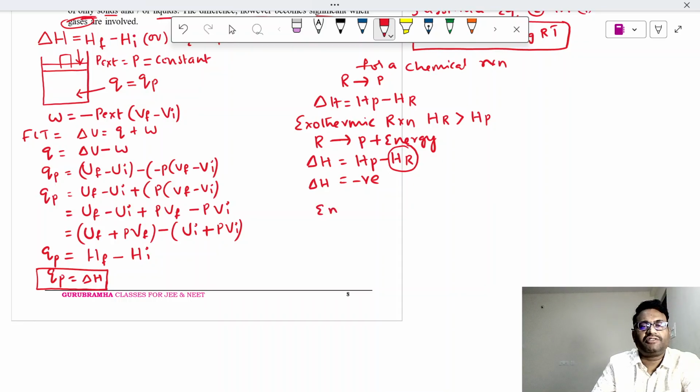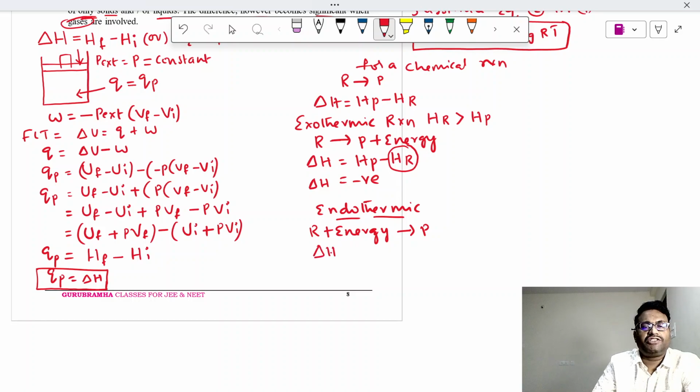When you come to endothermic reactions, what is that? For endothermic reaction, reactant plus some energy gives rise to product. So reactant is having some energy plus it is added with some energy so that product is formed. So product energy will be greater than reactant energy.